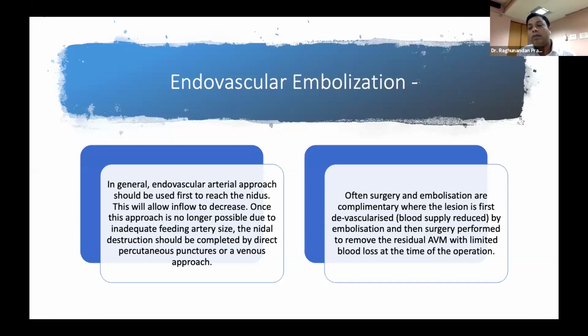Often surgery and embolization are complementary to each other. Lesions should first be devascularized by endovascular embolization. This helps reduce blood loss during surgery, and it also gives surgeons a good amount of confidence while removing the lesion.